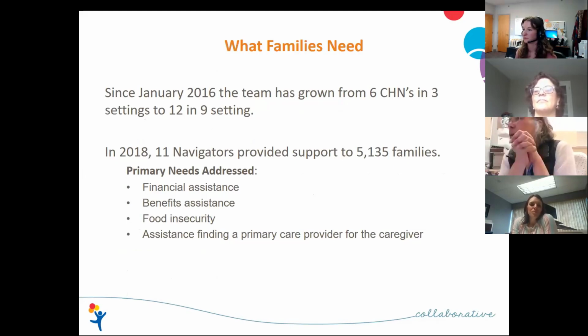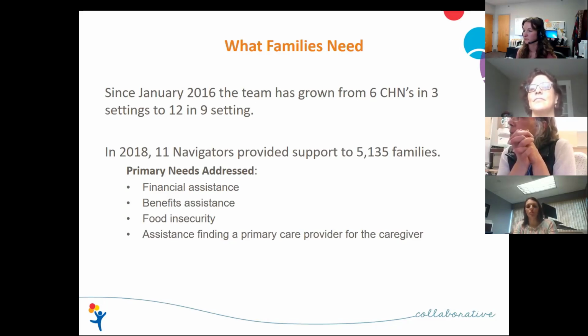Since January of 2016, we've grown from 6 navigators in 3 settings to 12 navigators in 9 settings. It has been a great experience to watch the integration of this new team into the care coordination model within the medical setting. In 2018, we had 11 navigators provide support to 5,000 families in those settings, primarily financial assistance, benefits assistance, food insecurity, and assisting in finding primary care providers.